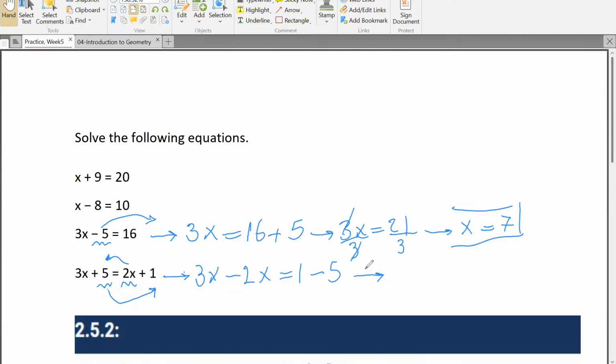Exactly, thank you very much. So 3x take away 2x is just going to be x, like 3 apples minus 2 apples, just going to be 1 apple. Now 1 minus 5 is going to be -4. Hopefully you would have no problem with that.